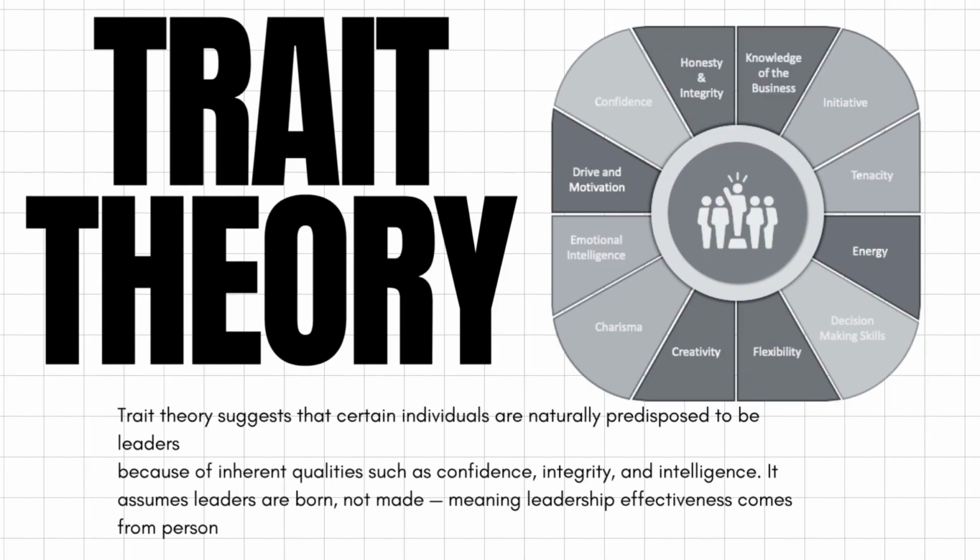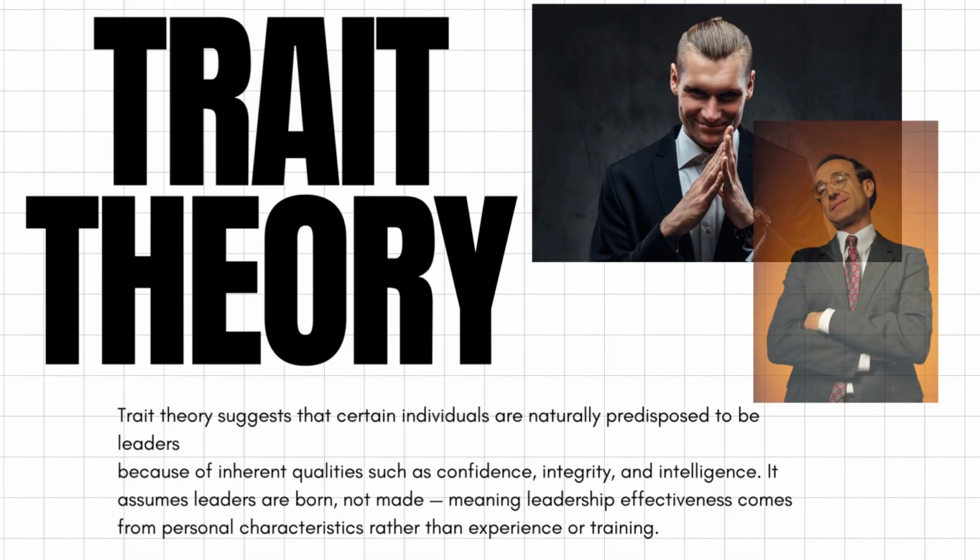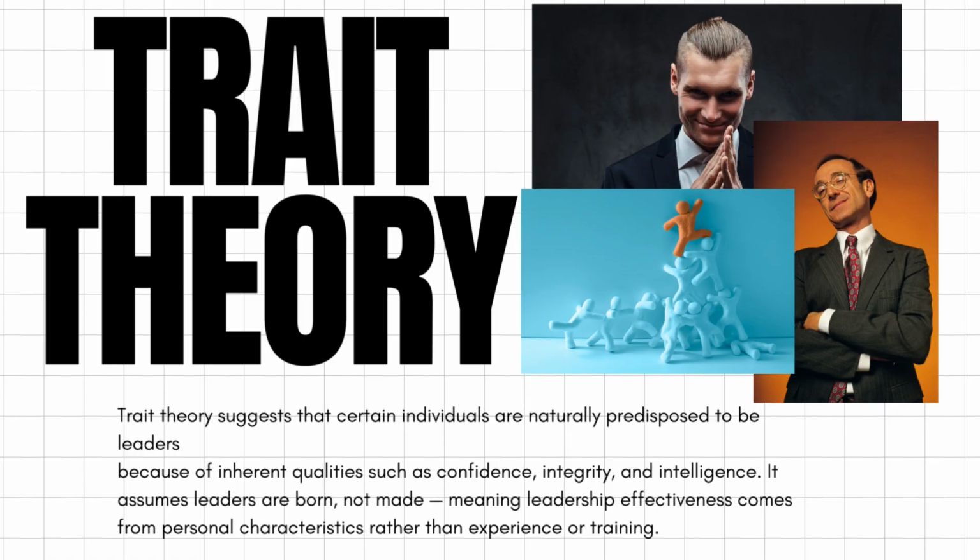Number 1, trait theory. Trait theory suggests that a certain individual is actually naturally predisposed to be a leader because of their inherent qualities such as confidence, integrity, or intelligence. Trait theory assumes that leaders are born, not made, meaning leadership effectiveness somehow comes from personal characteristics rather than experience or training. This view of leadership has a set of traits that stem from the work of Thomas Carlyle and the Great Man theory. And at that time, the most famous leaders were either in the military or political figures, so that's how they saw traits observed.